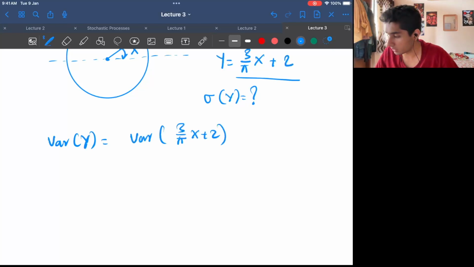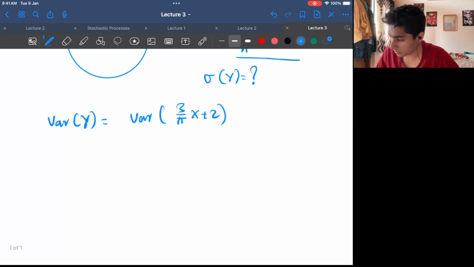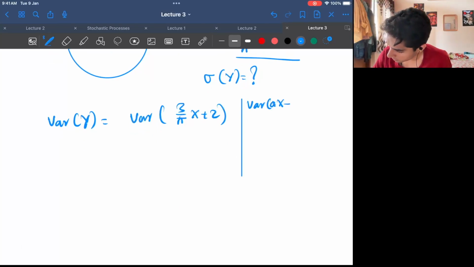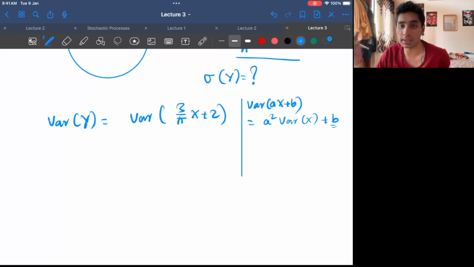Now we know some properties of variance that we have studied. So the variance of, let's say, ax plus b, what is that? If you remember, if you are doing an affine transformation on a random variable, how does the variance operator change? If you don't remember, the variance of ax plus b will be given by a square times variance of x plus b.